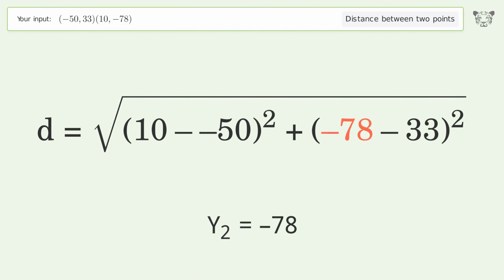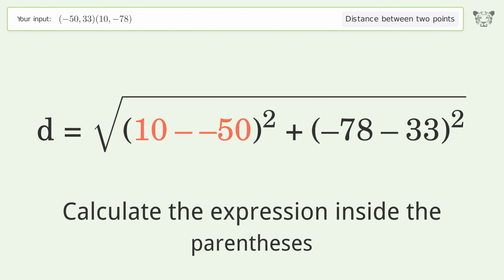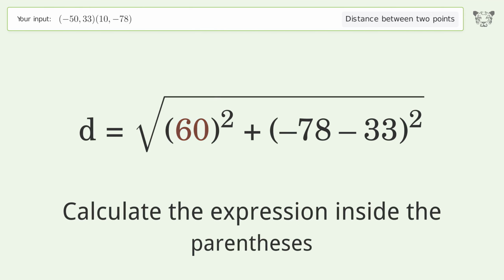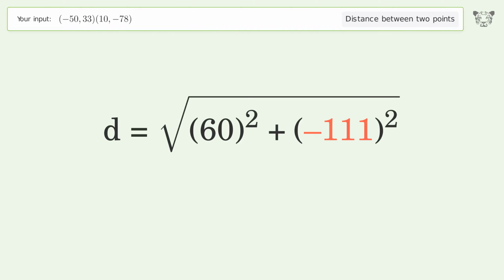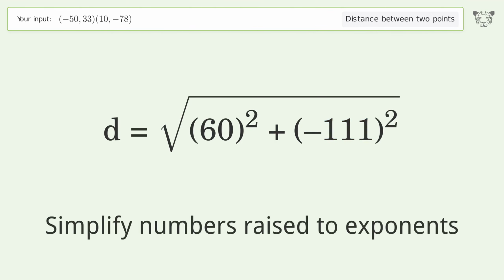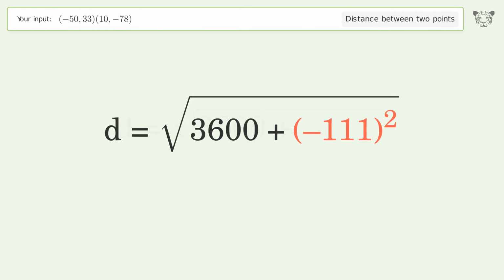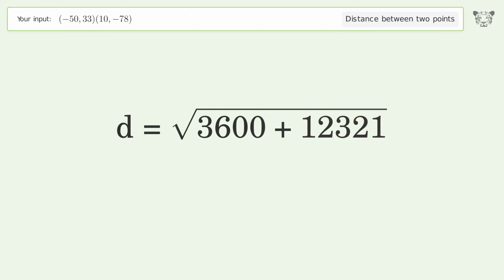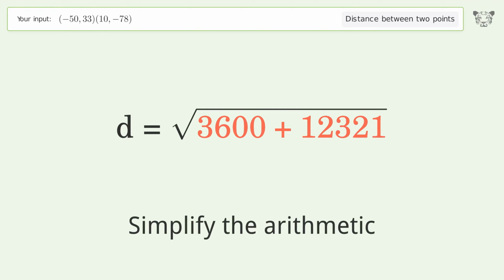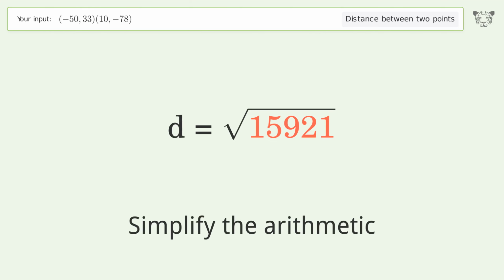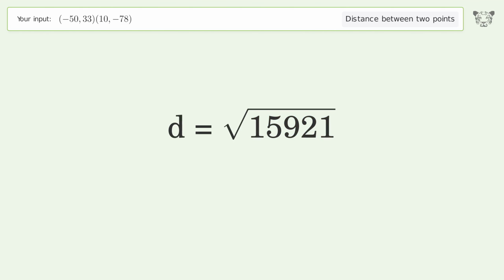Calculate the expression inside the parentheses. Simplify numbers raised to exponents. Simplify the arithmetic. And so the distance between the 2 points is the square root of 15,921, or 126.178.